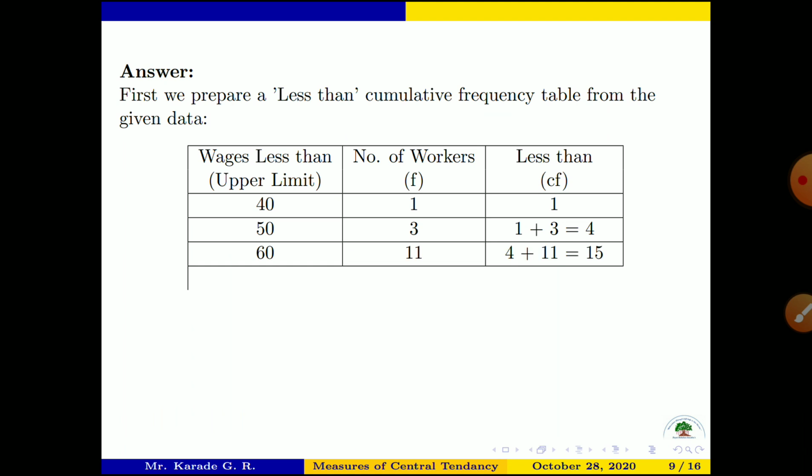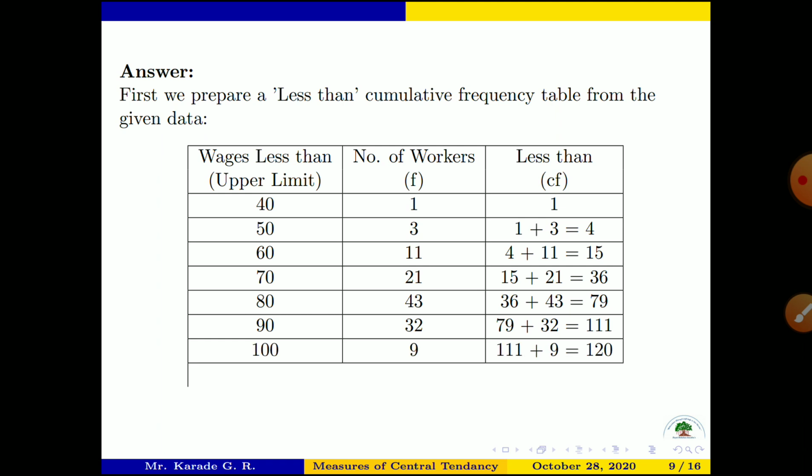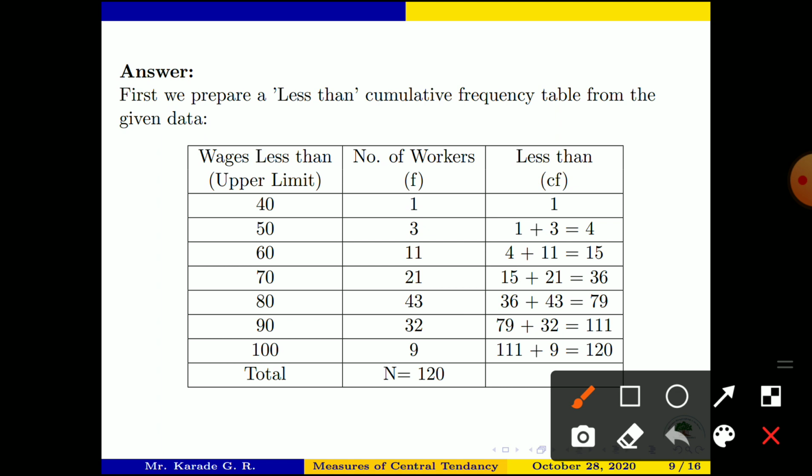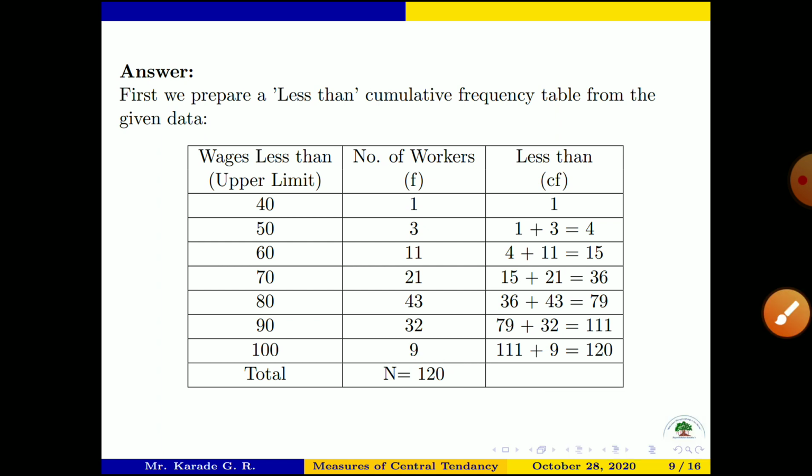Next upper limit is 60, and the number of workers are 11, and the cumulative frequency is addition of first three frequencies, means it is nothing but 4 plus 11 and is equal to 15. So in this fashion we find all the cumulative frequencies. Okay, so here N is equal to 120. N is equal to 120, so we see this part. Okay, N is equal to 120.